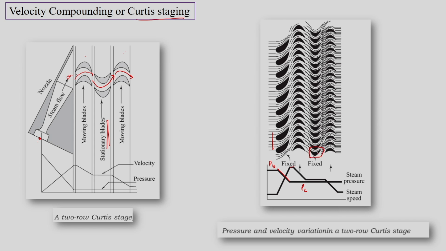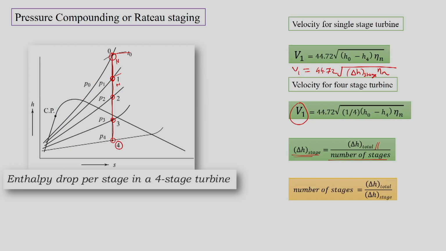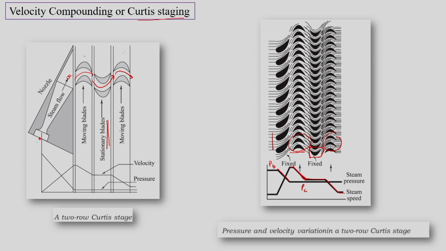The fixed blades or guide vanes are just changing the direction of velocity, but we will have the kinetic energy change in the moving blades partially. One set of moving blades is changing the absolute velocity, and then the second set of moving blades is changing the rest of the kinetic energy. So, it is only velocity change that is taking place in the moving blades, and we have the fixed blades only as stationary guide vanes.